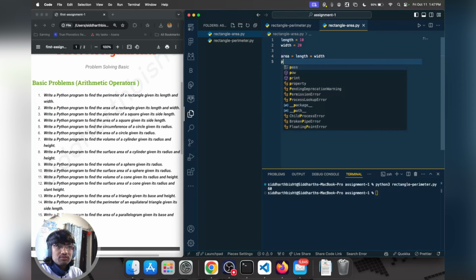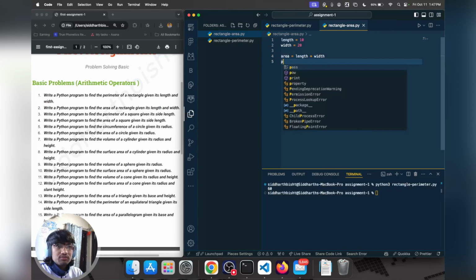Write a Python program to find the parameter of a square given its side length. Now we have to find the parameter of a square. Square parameter dot py. Okay, so given its side, so let's say the side of a square is 10, and because each side is equal, we will just apply its formula. So perimeter is quite easy.